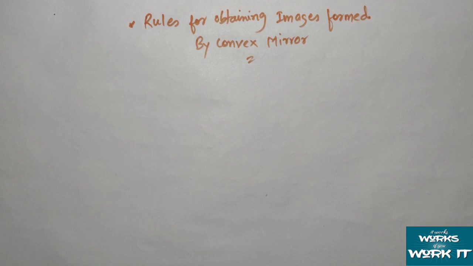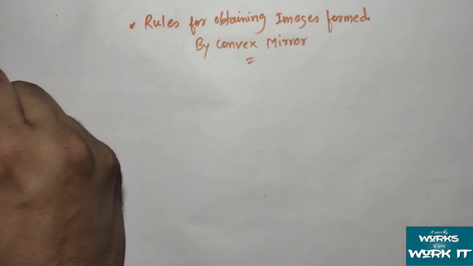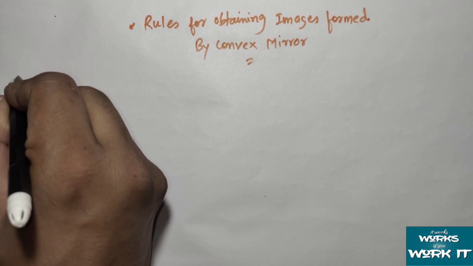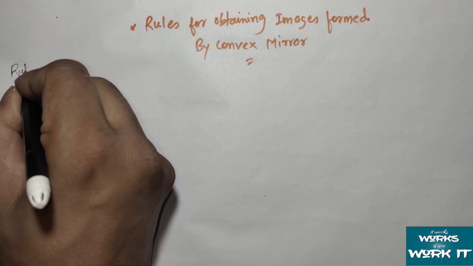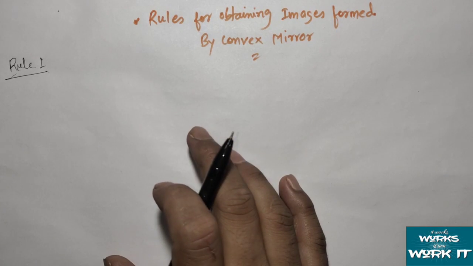Hello students, welcome to the third episode of the chapter light reflection and refraction. Here in this video, the first topic I have taken is the rules for obtaining images formed by a convex mirror. So what is rule 1? Let's see rule 1.